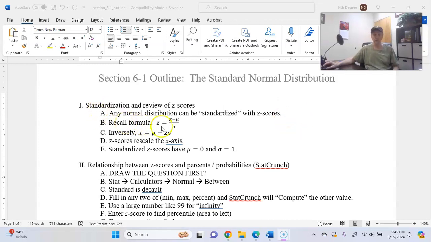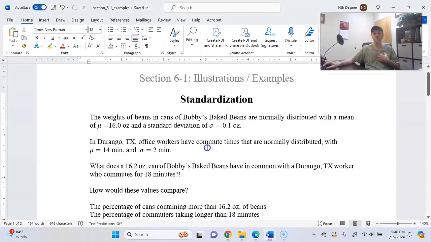And we've seen the formula for the z-score before. We're going to come back to this in a moment, but I want to illustrate what exactly they're for first. So example 1 on your handout gives you two distributions that seem like they have nothing in common. But we're going to see that there is some underlying mathematical similarity that has to do with how they're distributed.